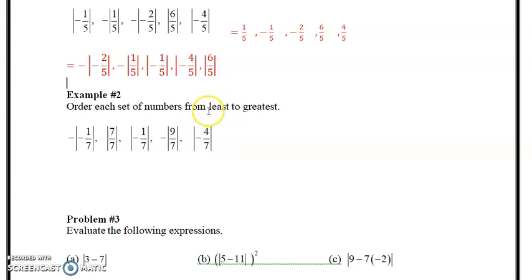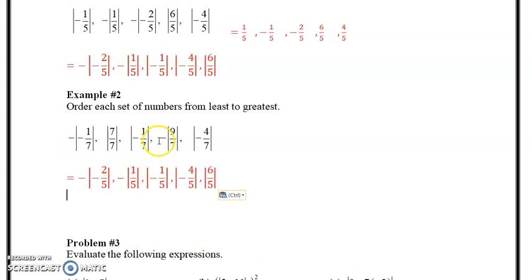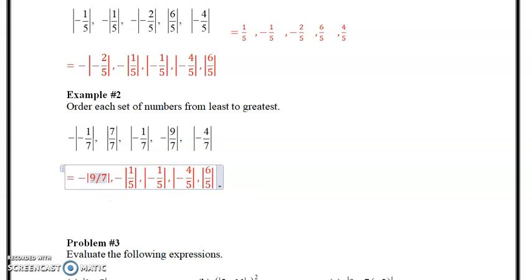The next one we're going to do the same thing, ordering from least to greatest. So this time I won't show this step here. I'm just going to do the calculation. Okay? But if you want, you can. I'm going to steal this just to make my life easy. So the numbers that are going to be negative are the first and the last. So your smallest value is going to be the negative 9/7 right here.